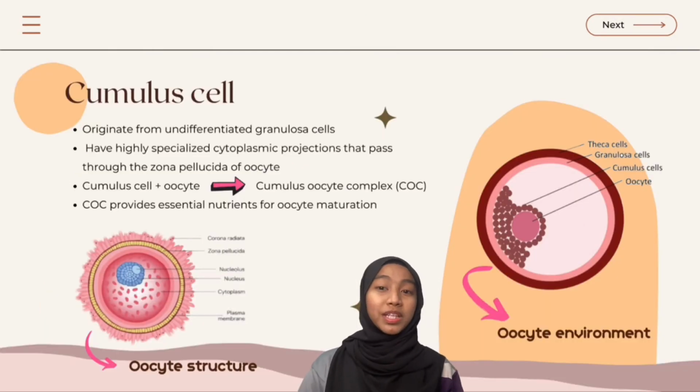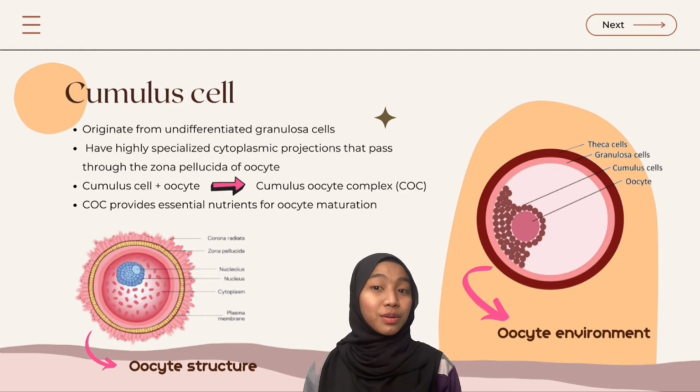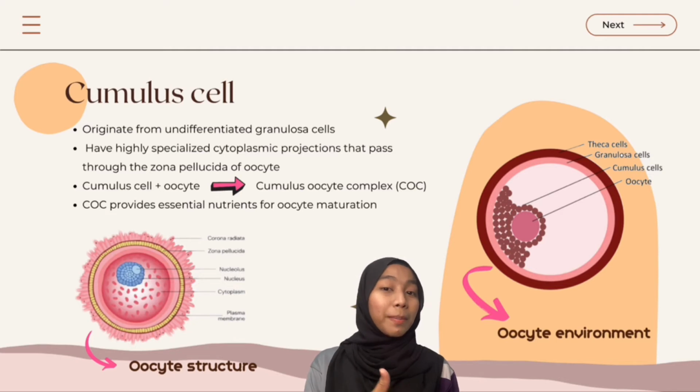First, I will explain what a cumulus cell is and how cumulus cells are related to oocyte aging. Cumulus cells, CCs, are functional cells that originate from undifferentiated granulosa cells. Cumulus cells have highly specialized cytoplasmic projections that pass through the zona pellucida to form a gap junction with the oocyte. The cumulus cells surround the oocyte to form the cumulus oocyte complex, COC.